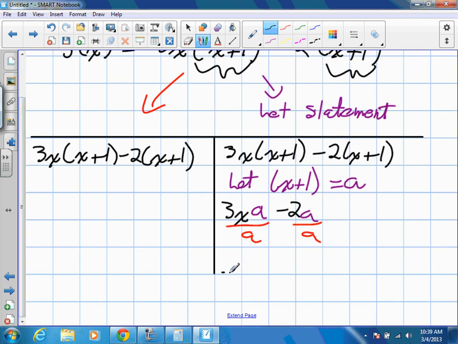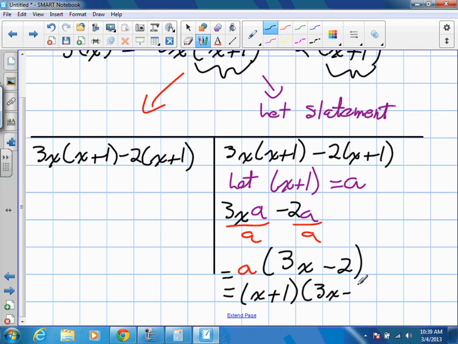What will I be left with inside my brackets here? 3x minus 2. But the original question never had an a in it, so I do have to substitute it back out. What do I have to substitute back in for a? x plus 1. So our final answer here is x plus 1 times 3x minus 2. That's the let statement. That's your final answer there.